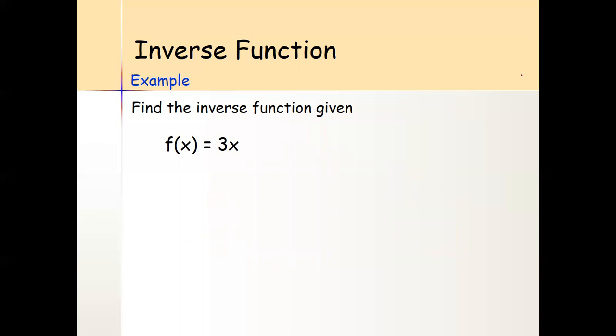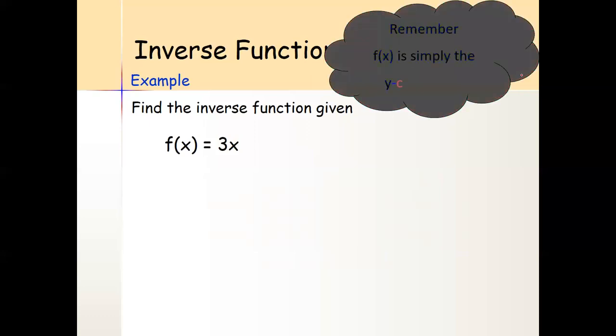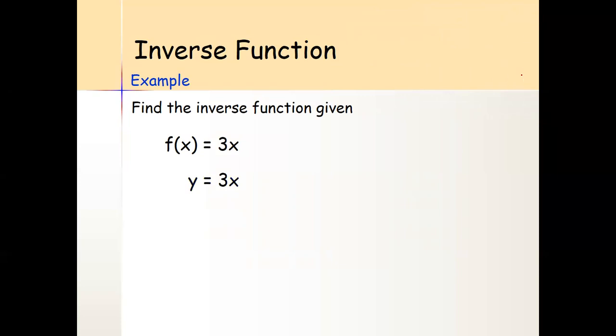Divide by 3 would be the opposite, yeah? So the inverse of a multiply is a divide. But is there a way for us to find this quite easily? I'm going to give you a tip on how to do these. Remember what we said, f of x was just your y axis when we looked at y and x. So if I put y equals 3x, if I divide both sides by 3, what would I get?